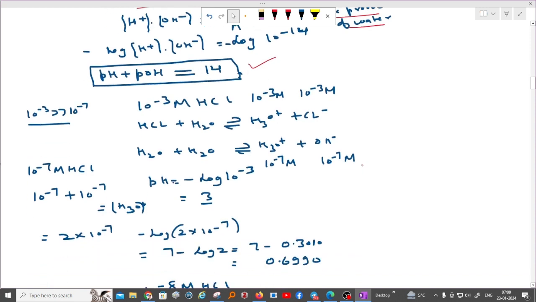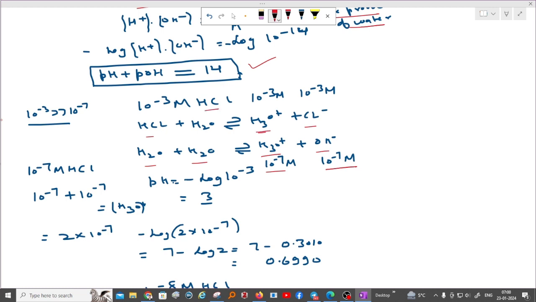We want to calculate the pH of 10 power minus 3 molar HCl. HCl in water gives hydronium and chloride. Similarly, water itself can act as an acid and a base, as I have told you, so there is an exchange of hydrogen ions between the water molecules also. So there will be a hydronium ion and a hydroxyl ion. Here the concentration is 10 power minus 7 molar, and it is given that HCl is 10 power minus 3 molar.